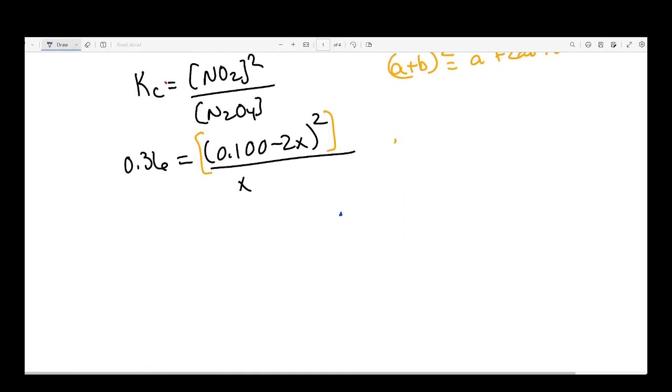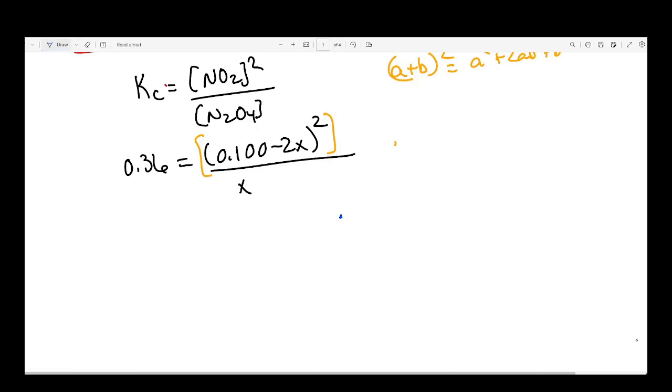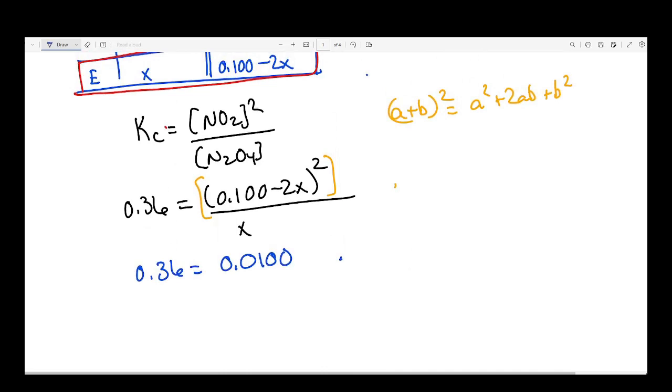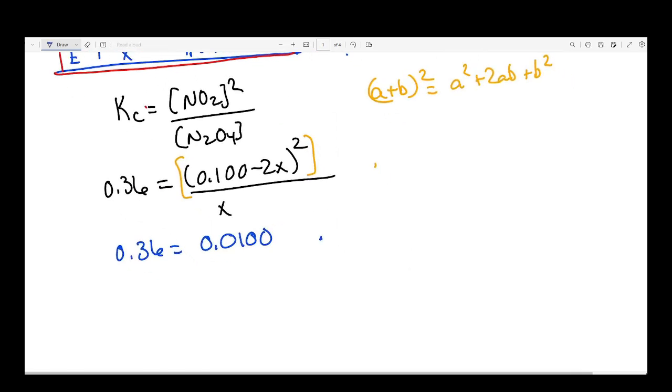Okay, so we're going to say 0.36 equals, and our a is 0.100, so 0.100 squared is 0.0100. Alright, and then we have plus 2 times a times b.